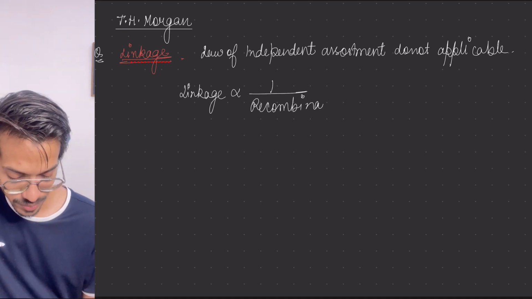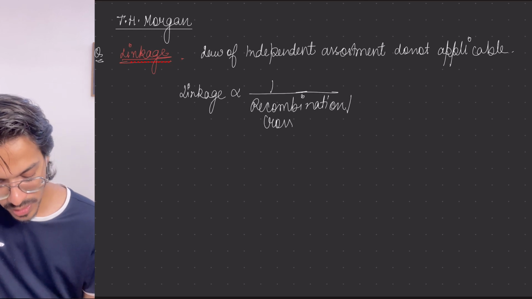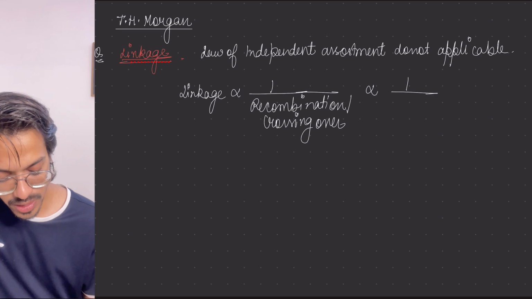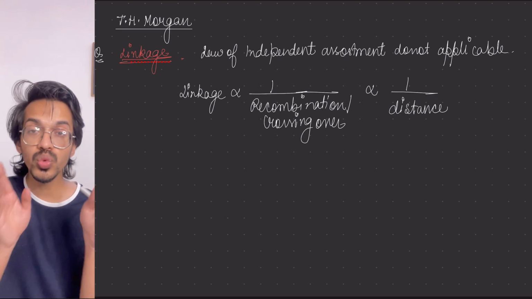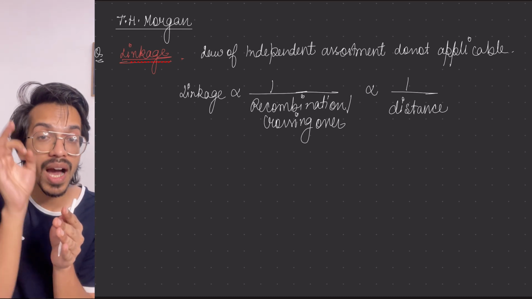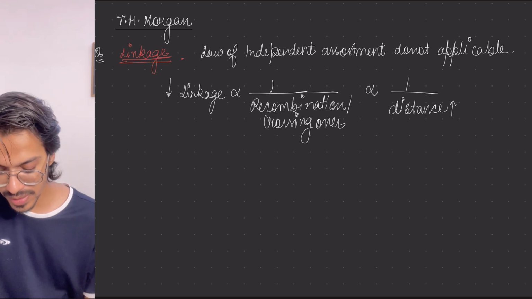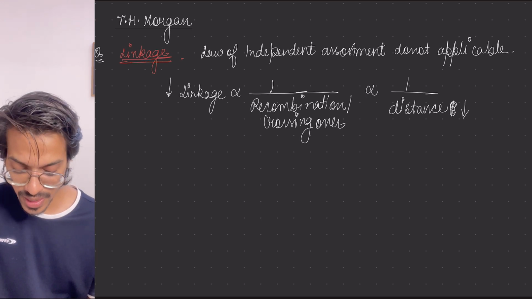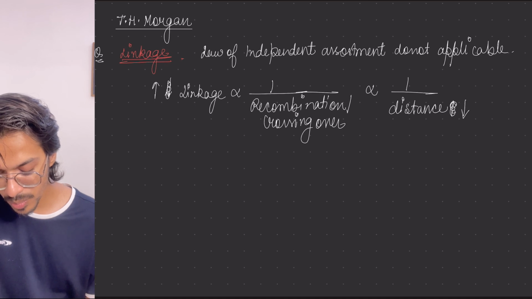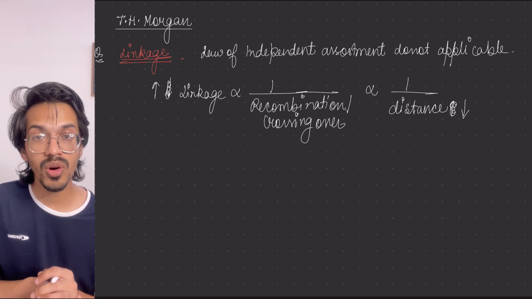Recombination. This recombination is what? Crossing over. And that is inversely proportional to distance also. When two genes are closely present, then linkage will be high. So distance will be more, linkage will be less. Distance would be less, linkage would be more. Remember this thing, and all those factors work according to it.